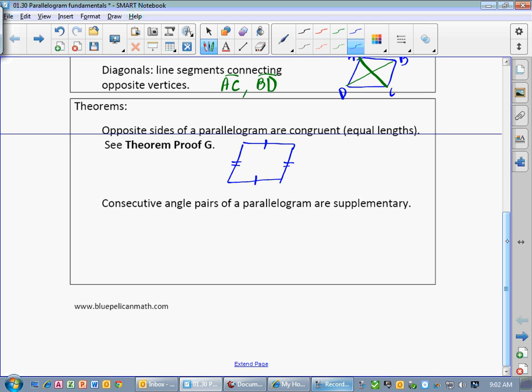The next one says consecutive angle pairs of a parallelogram are supplementary. What does that mean?